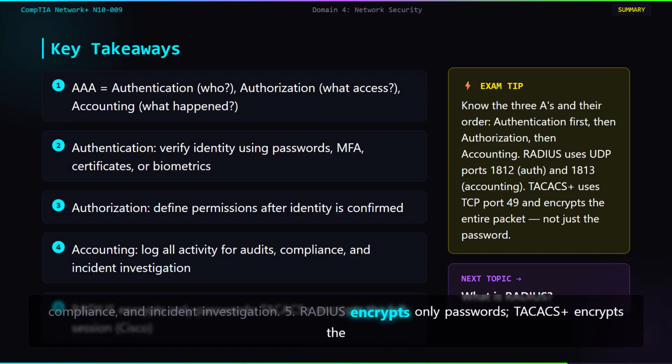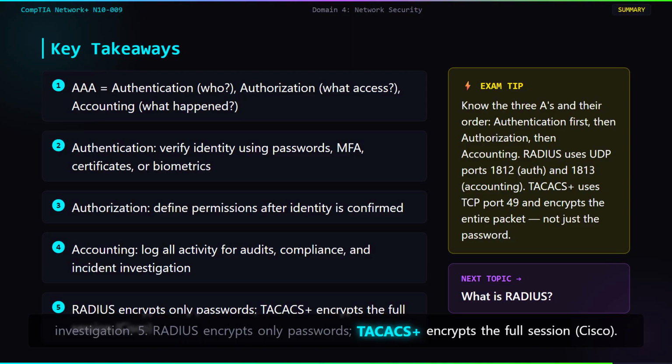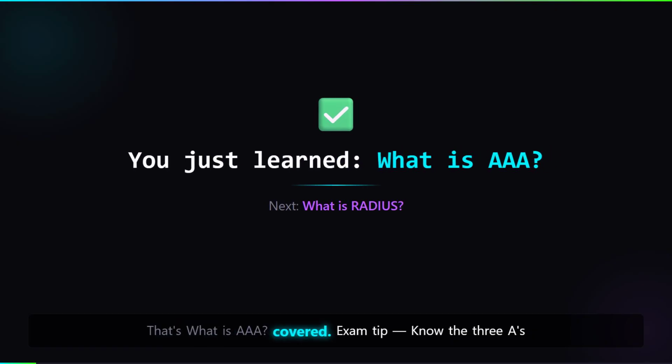5. RADIUS encrypts only passwords. TACACS+ encrypts the full session, Cisco. That's what is AAA covered.